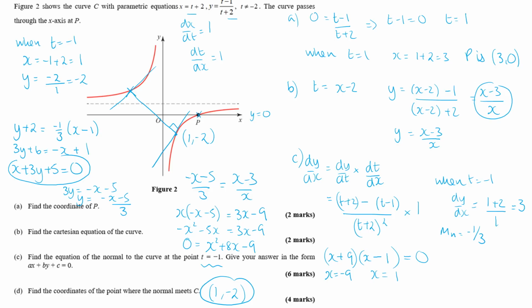So let's go into one of the equations. Let's use the equation of the straight line, which is here. So when x is equal to minus 9, y is equal to minus minus 9, which will be 9 minus 5 all over 3. 9 minus 5 is 4, so it's 4/3. So that point there is minus 9, 4/3.